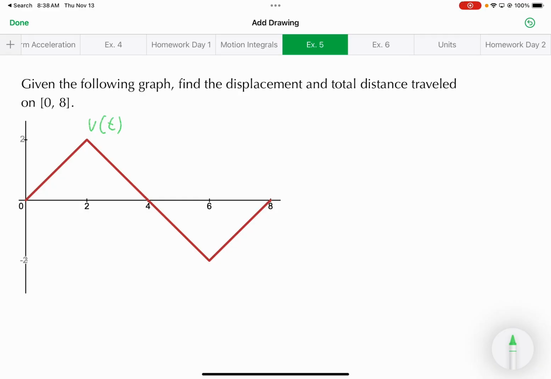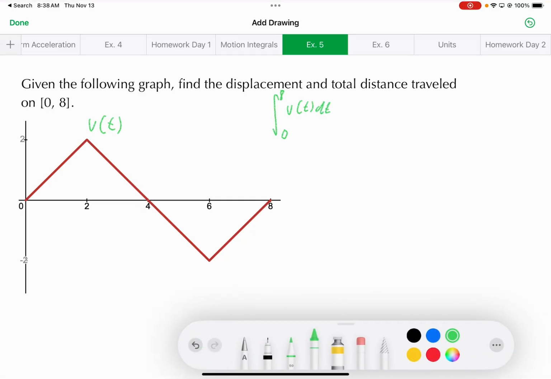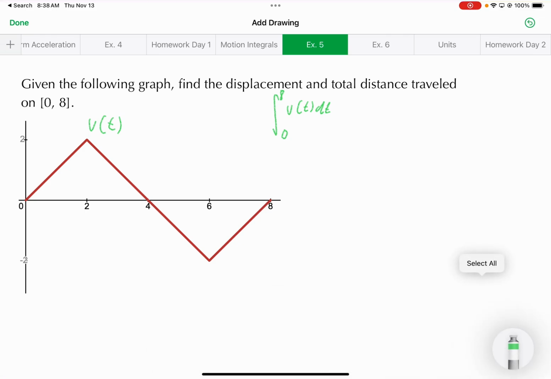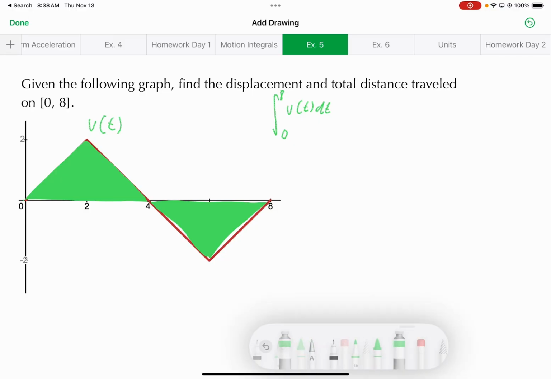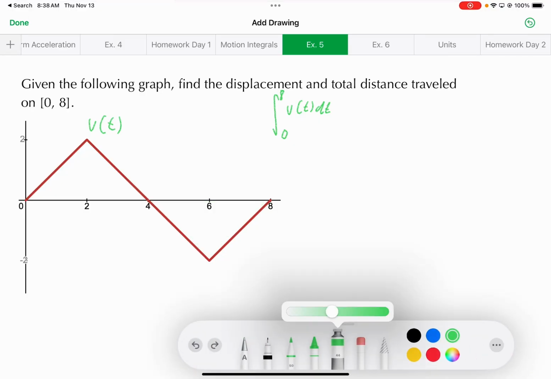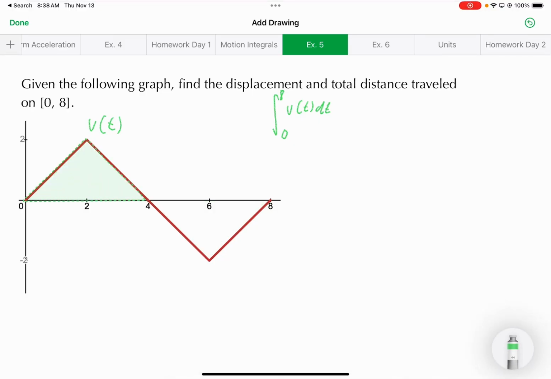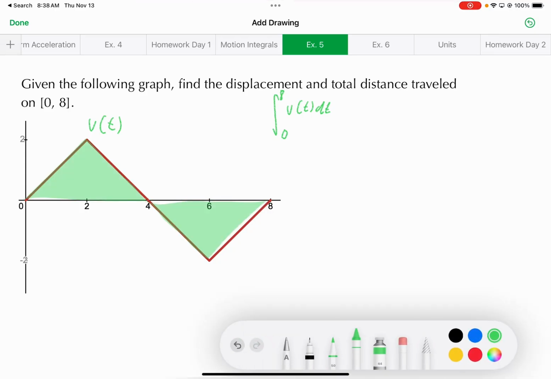So if I want to find my displacement, that is going to be the integral from 0 to 8 of v of t dt, okay? So then that would be finding my area under the curve. I don't know exactly what v of t is, but that's okay. I can still find my area. All right, so that would just require me to find the area of both of these triangles, okay?